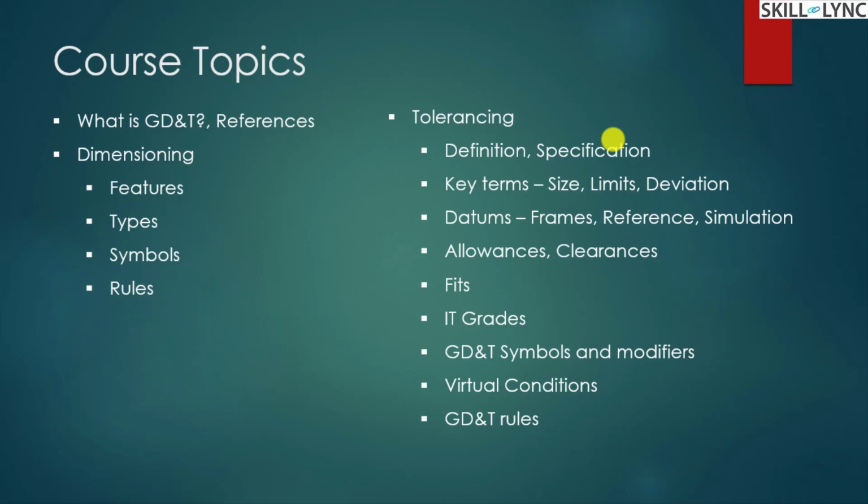Next we'll look into the allowances and clearances, which are then applied to fits, and then we'll look into various international tolerance grades and the different features wherein different grades are called for. Next, we'll dwell a lot on various GD&T symbols and their modifiers, touch a little upon the virtual conditions, and finally conclude with the different GD&T rules that are to be followed.